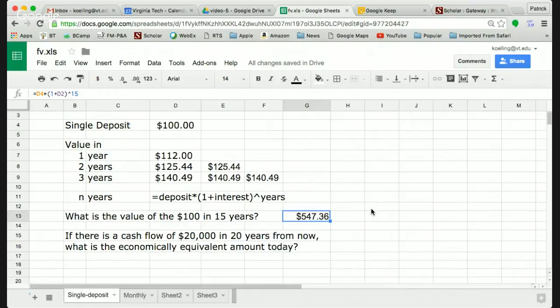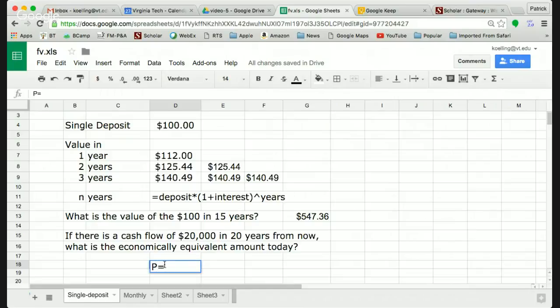This is a present value question. If there's a cash flow of $20,000 in 20 years from now, what is the economically equivalent amount today? So this would be a single cash flow 20 years in the future, and we want to find the economically equivalent amount today.